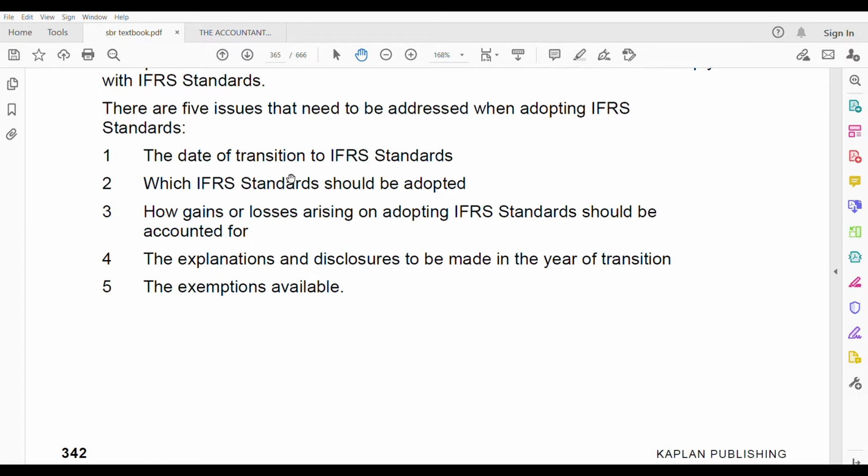Okay, we'll definitely do a question on this. Number 3, how should gains or losses arising on adopting IFRS standards be accounted for? There will be some gain or loss when you adopt IFRS standards for the first time. So how do you account for that gain or loss? Number 4, explanations and disclosures to be made in the year of transition. In the year when you're making the transition, you have to explain that now you're adopting IFRS standards and why, and also you need to disclose the exemptions available. Yes, there are some exemptions which you need to disclose.